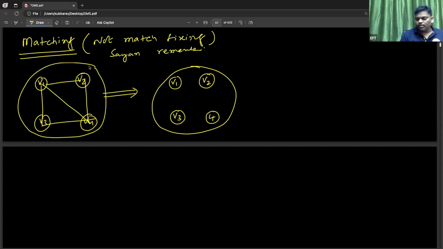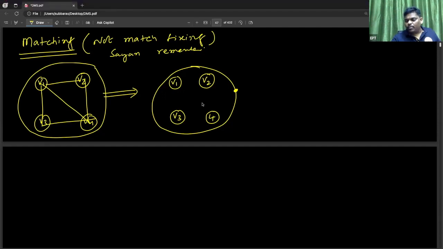So see the answer. For the matching number of the graph, first of all, it should be a subgraph where all vertices should be there. Is it a subgraph where all vertices should be there? First of all, if you want to find the matching number of the graph, you have to first find the matching.